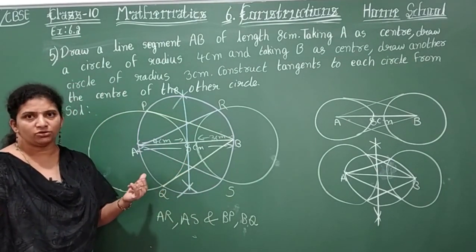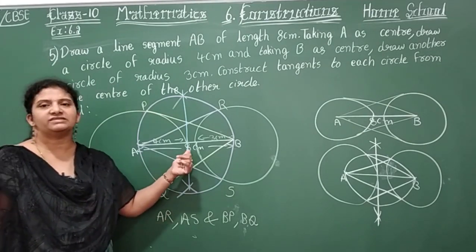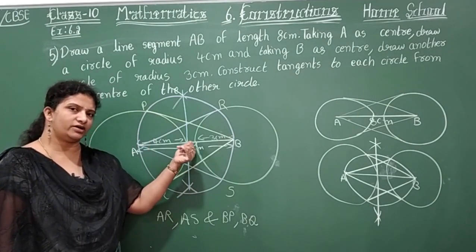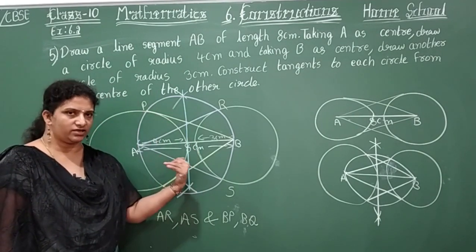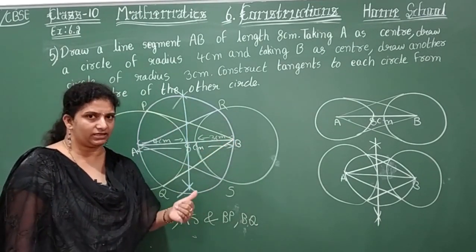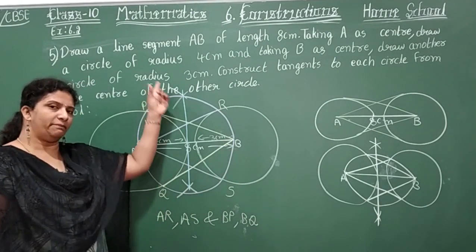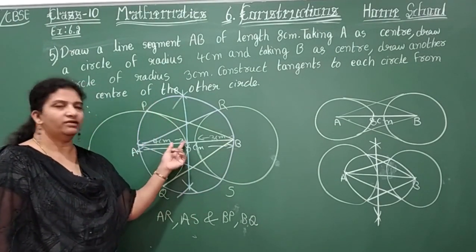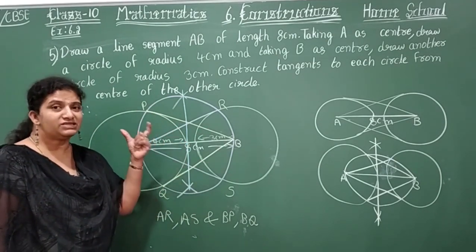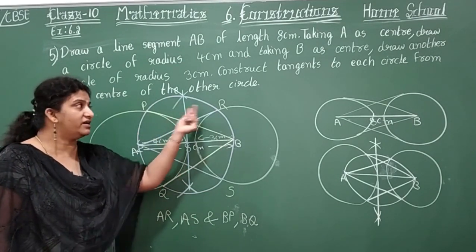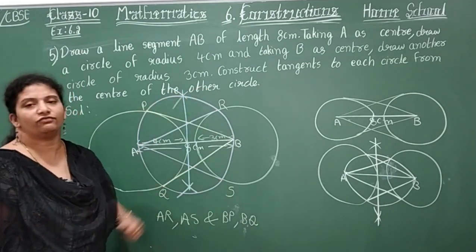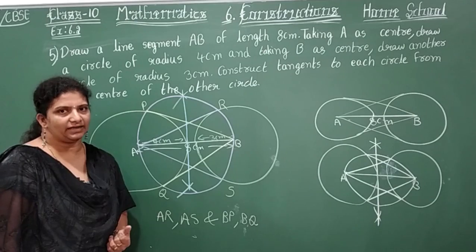So first what you need to do, draw a line segment with 8 centimeters as its length. Then with A as center, 4 centimeters as a radius, draw one circle. With B as a center, 3 centimeters, draw a circle. Then next step, do the perpendicular bisector. Then with that as a center, draw a new circle. Then this new circle, where it touches the old circles, from that point to the other circle's center, if you join, those are the tangents.